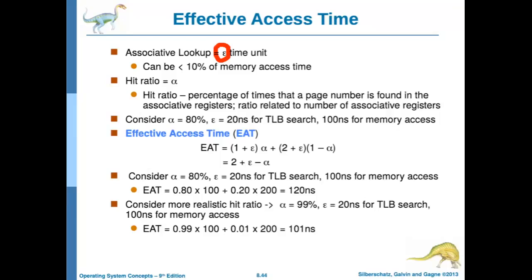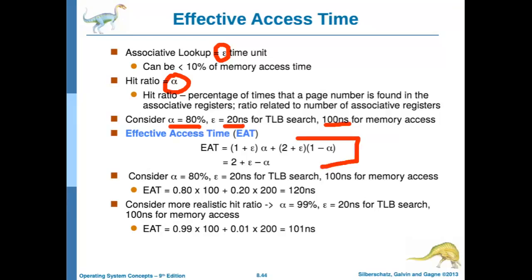Okay, and let us call alpha the hit ratio. Hit ratio is the TLB hit ratio. This is the percent of time that a page number is found in the associative register, that is in the TLB. Now, suppose 100 nanoseconds are required for memory access and 20 nanoseconds are required for TLB search, and alpha, that is the TLB hit ratio, is 80%. Then the effective access time is calculated something like this.